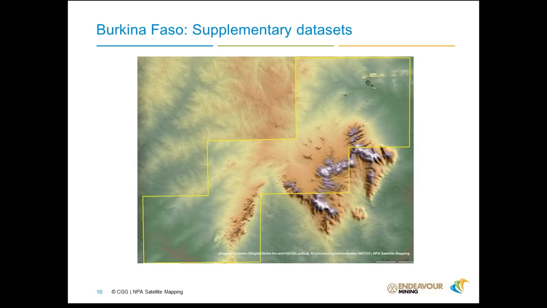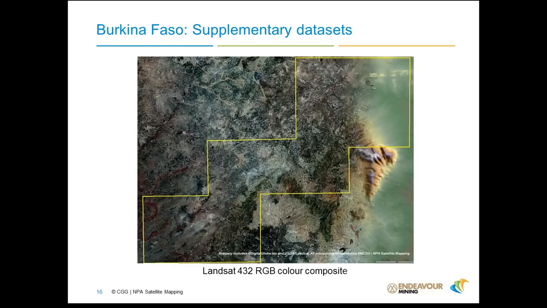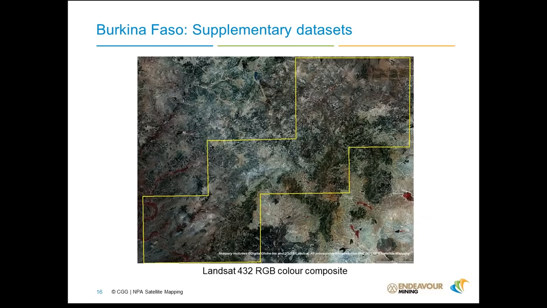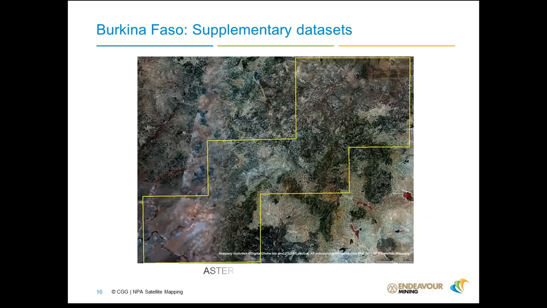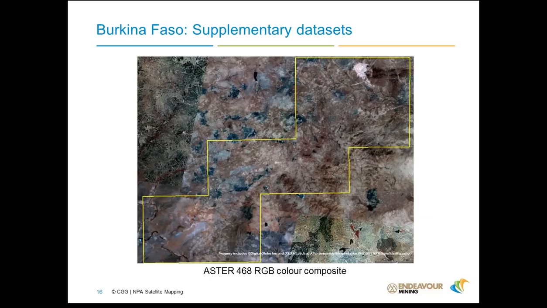In addition, the low-resolution image data sets of Landsat. So this is a 15-meter pan-sharpened product. And then the ASTER, which is shown here as a 30-meter product.